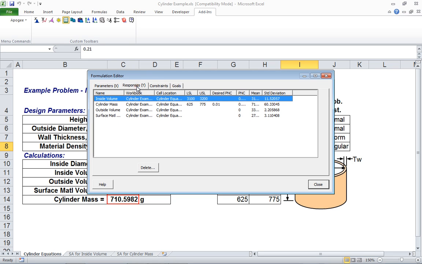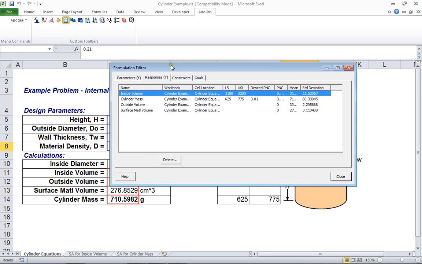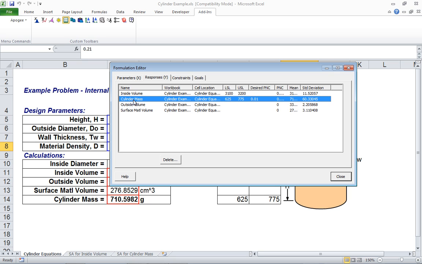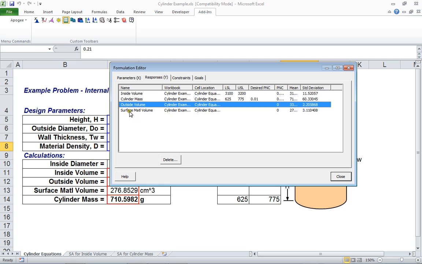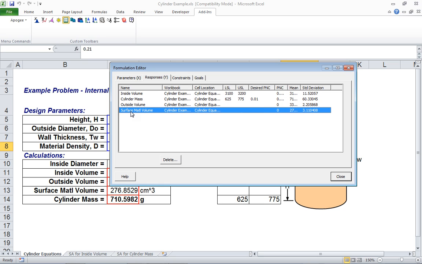For the responses, remember that in the prior tutorials we had the inside volume and the cylinder mass defined. Now we've defined additional responses for the outside volume and the surface material volume. And I'll discuss why identifying these as additional responses in a few moments.